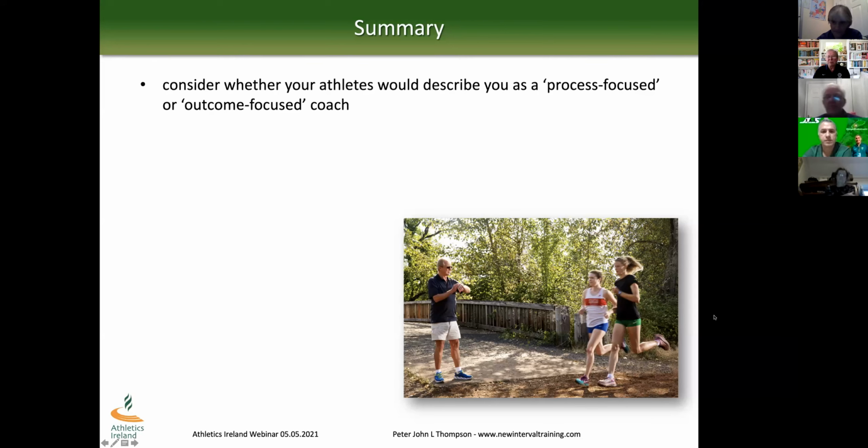So this is something to reflect upon. There's no right or wrong answer, but consider whether your athletes, not how you would describe yourself, but how your athletes would describe you, whether you're a process-focused or an outcome-focused coach. Process-focused, responsible for creating the environments in training, looking for rhythms and paces rather than shouting out times. Shouting out times would be an outcome-focused coach, where the coach only has in mind what's going to be the end, and not making the means necessarily the focus. So consider whether your athletes would describe you as a process-focused or an outcome-focused coach.